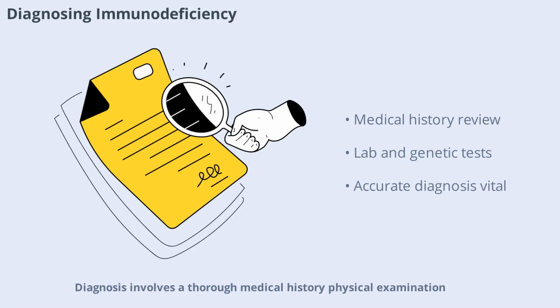Diagnosis involves a thorough medical history, physical examination, and laboratory tests. Blood tests can measure immune cell counts and function, while genetic testing may identify inherited forms. Sometimes, doctors use imaging studies or biopsies to look for underlying causes. Accurate diagnosis is essential for choosing the right treatment and preventing complications.